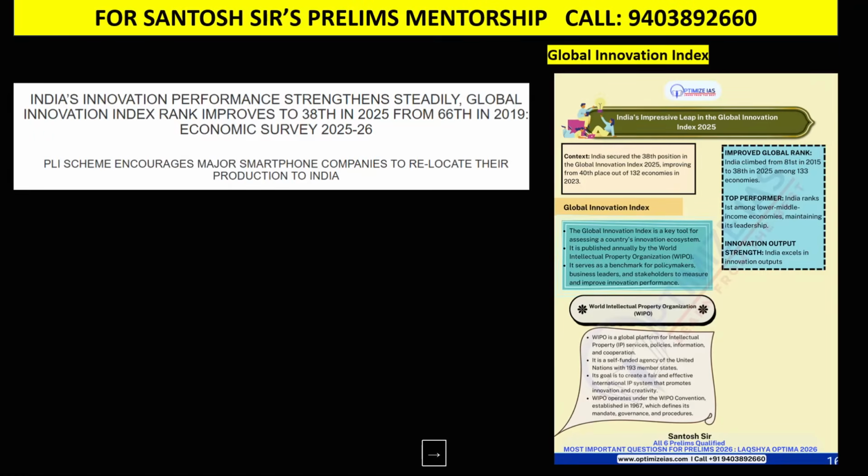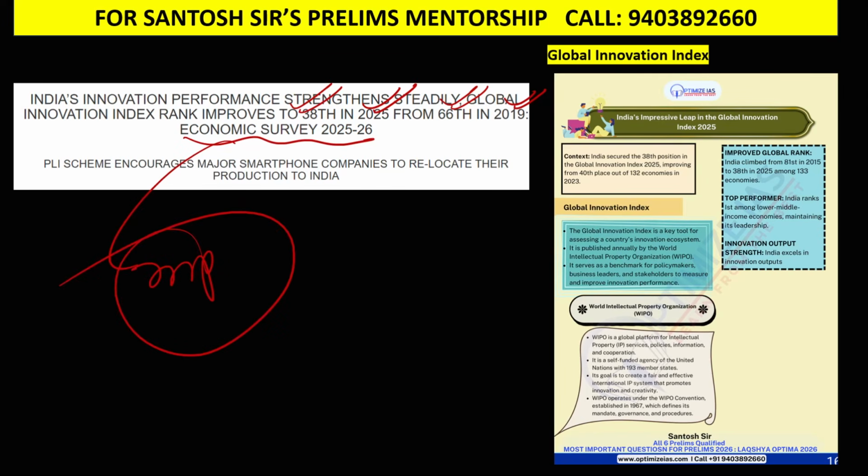Next, guys, you can see India's innovation rank has improved. India improved its innovation rank to 38th in 2025 from 66th in 2019. This is really very important, and this has been highlighted by the Economic Survey also. Guys, the Global Innovation Index is released by which organization? WIPO, very important. It's a very, very important organization, so this index is also very important.